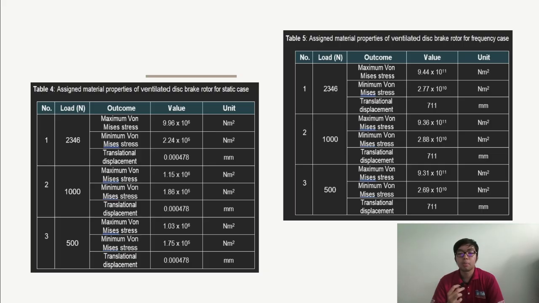For the second applied load, with a value of 1000 Newton, the maximum von Mises stress value is 9.36 times 10 to the power of 11 Newton per meter squared, while the minimum von Mises stress value is 2.88 times 10 to the power of 10 Newton per meter squared. For the third applied load, the maximum von Mises stress is 9.31 times 10 to the power of 11, while the minimum von Mises stress value is 2.69 times 10 to the power of 10 Newton per meter squared.